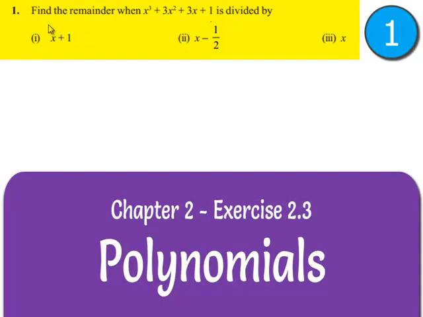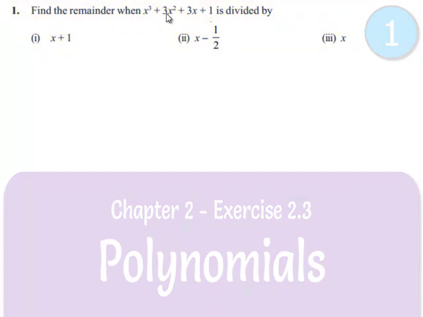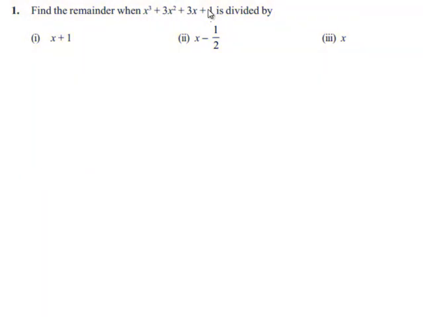Coming to the first problem: find the remainder when x cube plus 3x square plus 3x plus 1 is divided by, first, x plus 1, second, x minus 1 by 2, and the third, x.